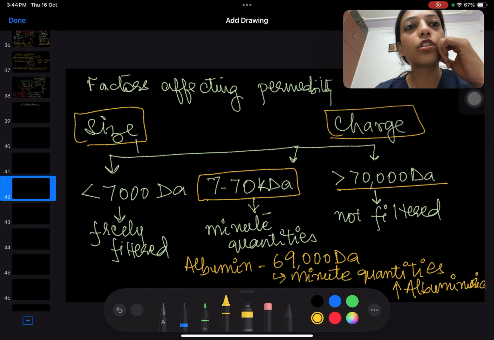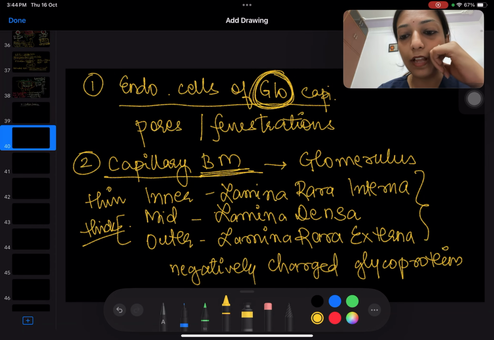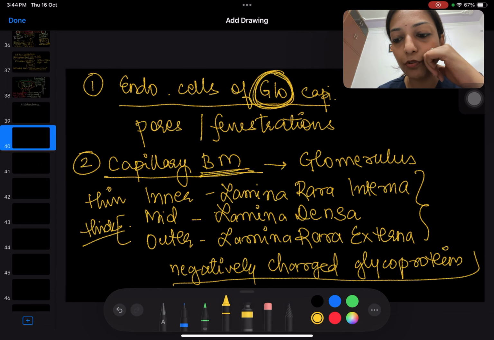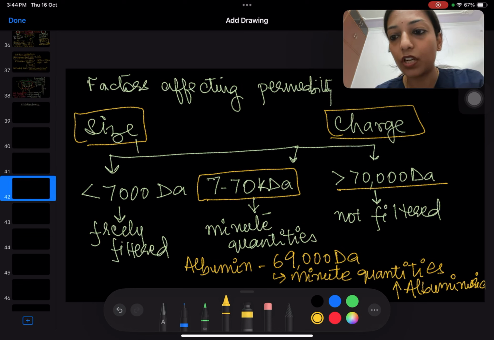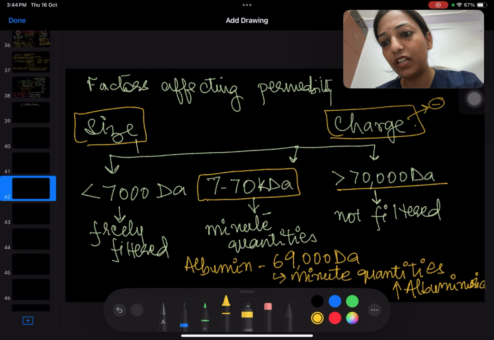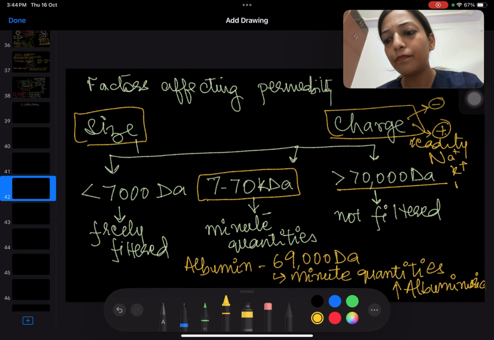The charge is that I told you that in the second layer there is glycoprotein, negatively charged glycoprotein. This negatively charged glycoprotein actually repels the negative charge. So anything that is negatively charged will be less readily filtered as compared to anything that is positively charged. So positively charged are readily filtered, like sodium, potassium, magnesium, calcium, and other things.